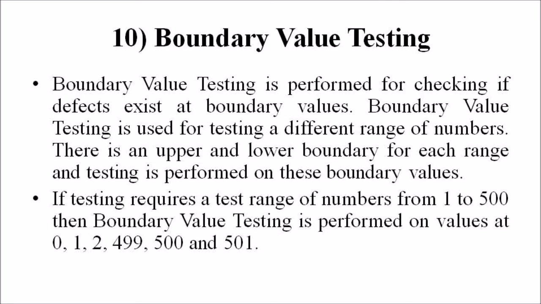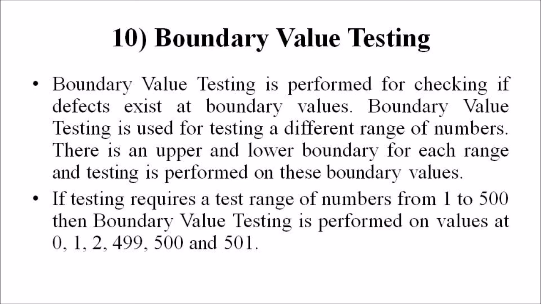The 10th one is boundary value testing. This type of testing checks the behavior of the application at the boundary level. Boundary value testing is performed for checking if defects exist at boundary values. It is used for testing different ranges of numbers. There is an upper and lower boundary for each range and testing is performed on these boundary values. For example, if the testing requires a test range of numbers from 1 to 500, then the boundary value testing is performed on values like 0, 1, 2 and 499, 500, 501 like that. So this is known as boundary value testing.